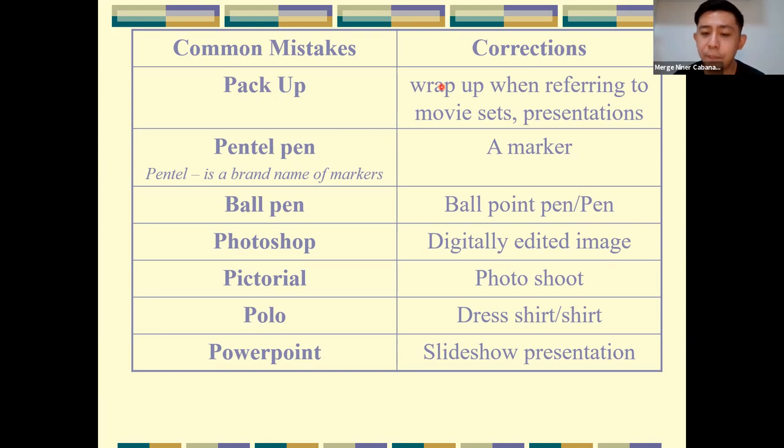All right. Photoshop. Photoshop, this is the brand. As I've mentioned, please do not be too comfortable using brands for everything. So digitally edited image, or another, digitally enhanced image. All right. Sir, what about if I'm going to use that in my writing task too? Sabihin ko po, the image is Photoshop. So instead of doing that, the image is digitally enhanced. So you can use. All right, pictorial, that's improper. It should be photo shoot.